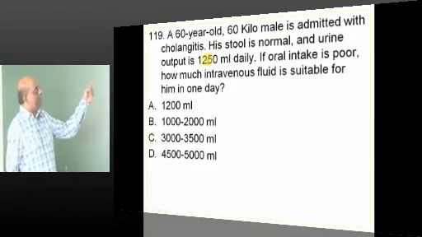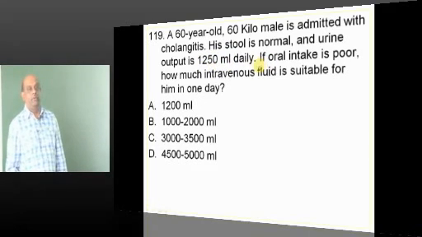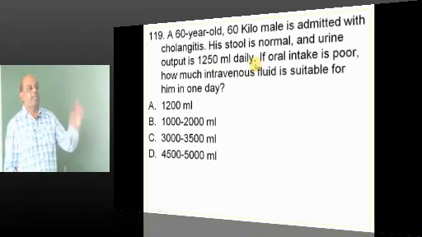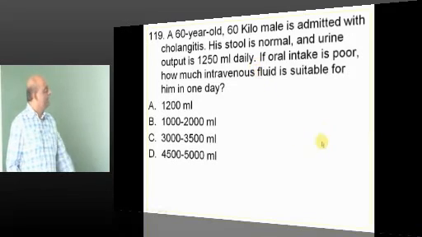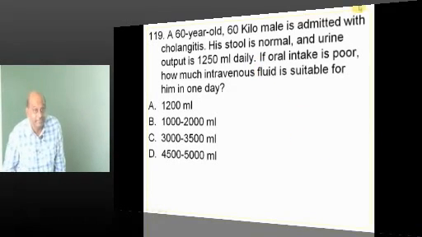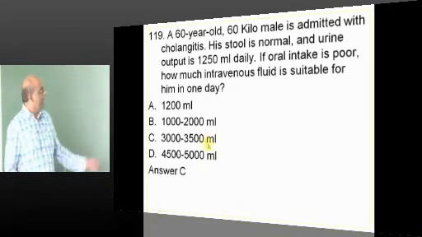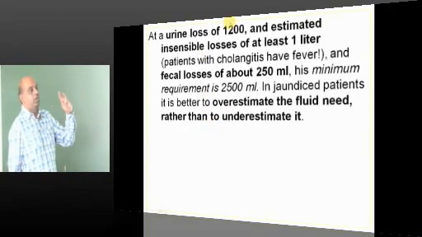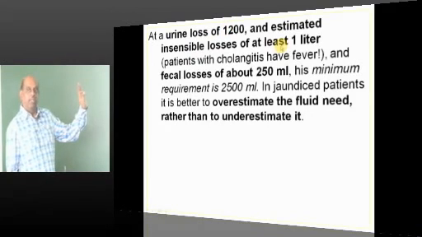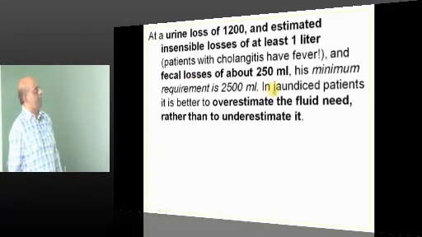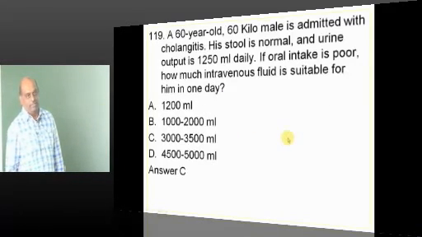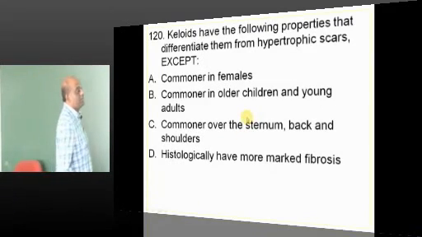A 60-year-old, 60 kilo man with cholangitis with 1250 ml urine output. This shows how well you have done your intensive care unit housemanship. Quickly say, doctor. C sir, C 4.5. Superb. I'll tell you, the calculation is like this. Urine loss 1200, insensible loss 1 liter, fecal loss 250. Generally combined it becomes 2500. In a jaundiced patient you need to overestimate rather than underestimate. That makes it 3000 to 3500 ml, the most appropriate answer.